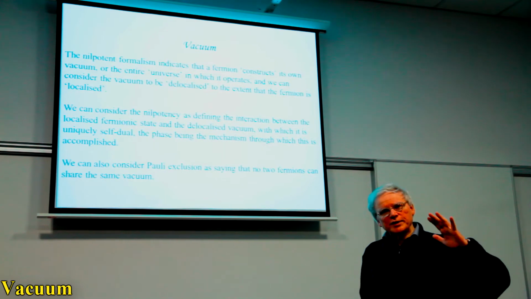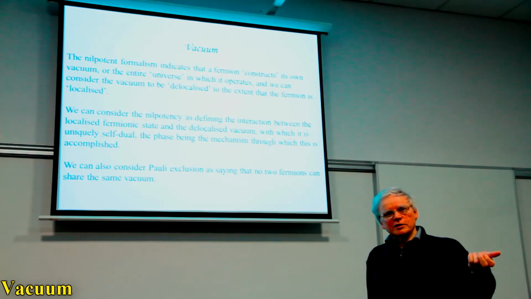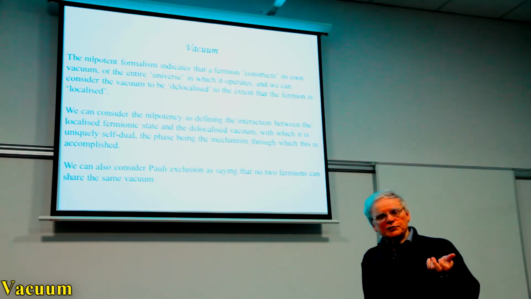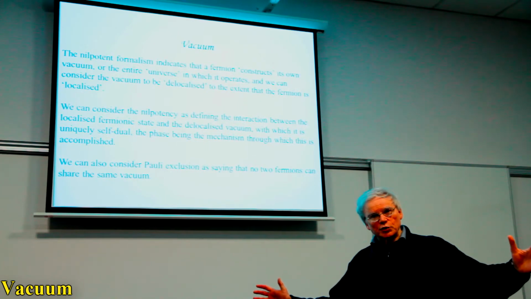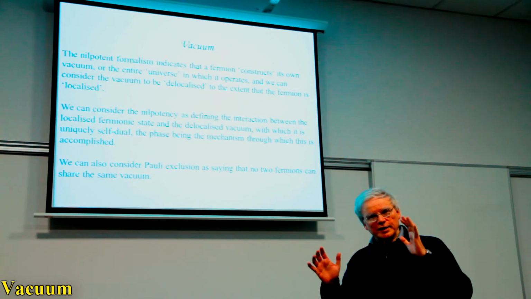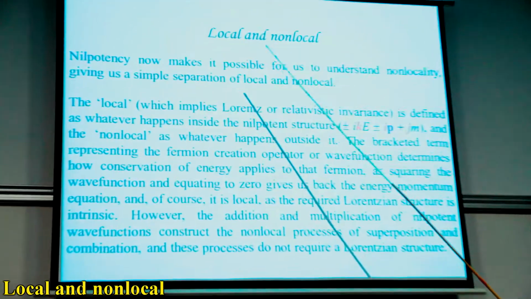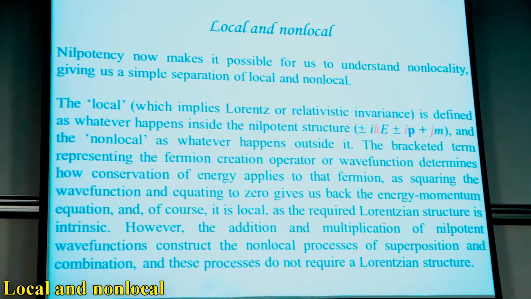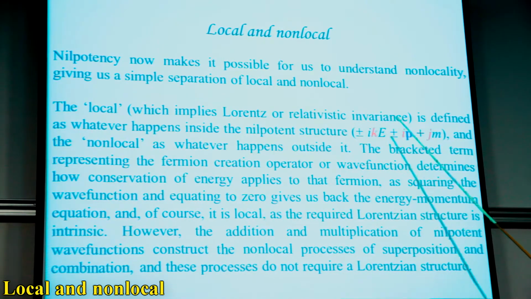And now we can understand how they can connect. How do two fermions know that they're not the same? It's because the vacuums are spread out over all space, so they connect. The fermions don't connect, but the vacuums do. Here I'm saying that we can now completely separate out what we mean by local and what we mean by non-local. Local is this, inside the bracket.